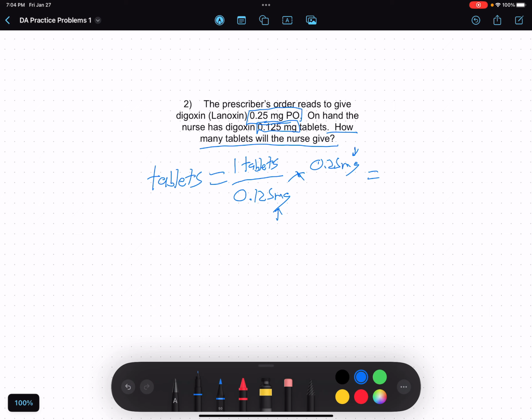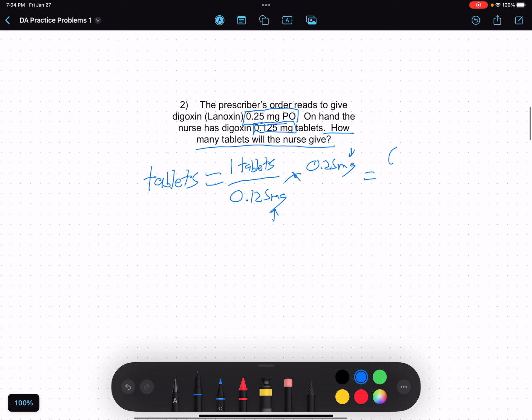So if we go ahead and do an equal sign, we have 1 for the tablet, 0.25 divided by 0.125. All right. And so if we go ahead and do that math, I'll just write a little arrow here. 0.25 divided by 0.125. And that is going to equal, if I type this into a calculator, 2 tablets.